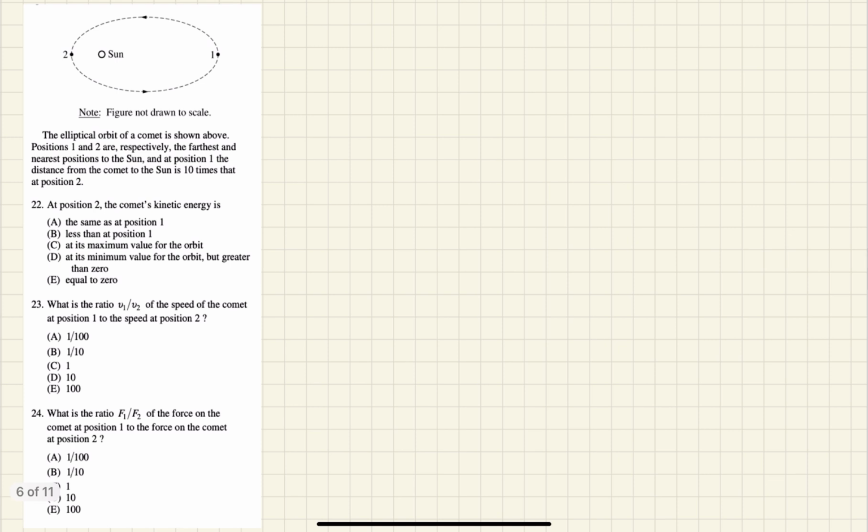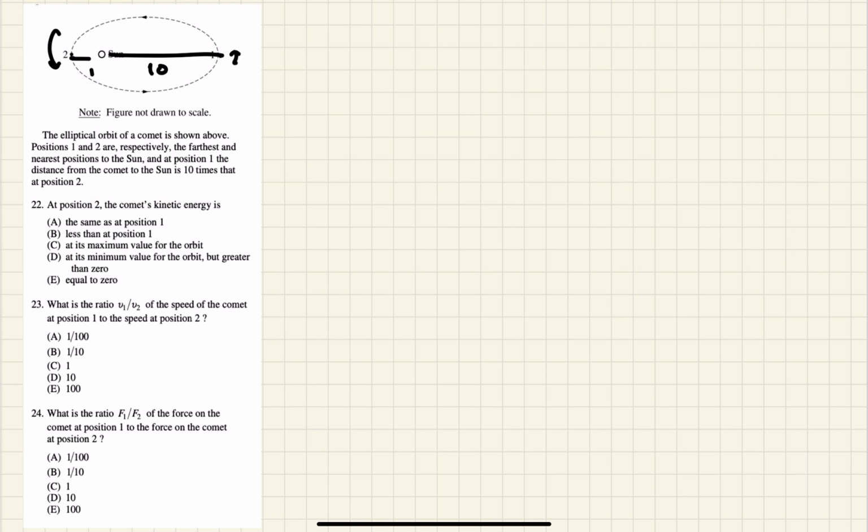All right, this one's a long one. Three questions, all based on this. So this is gravitation. You've got positions 1 and 2. 1 is farthest away, 2 is closest, and this is 10 times as much as this. This means that it's going to be going faster here because of the higher acceleration. It's closer to the sun. Here it's going to go slower.